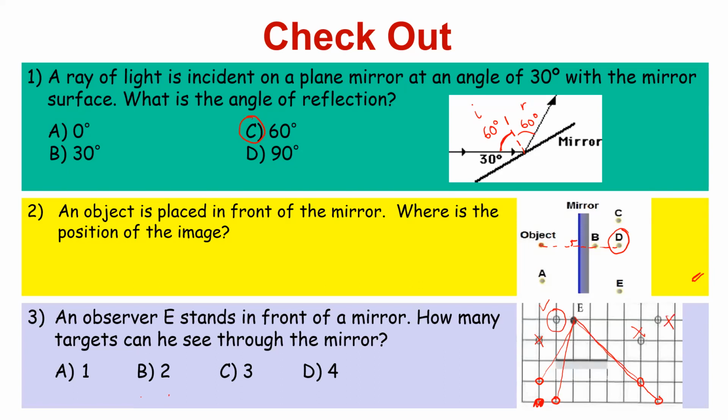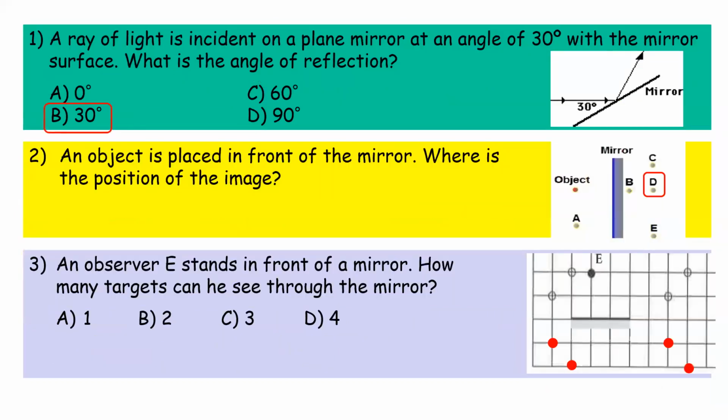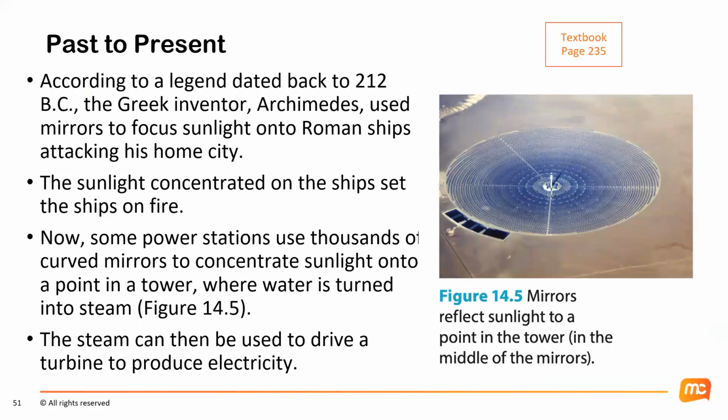How many targets will I be able to see? The answer is actually only 1. I'm only able to see this 1 target, which is beside the observer E. Okay, that's it.